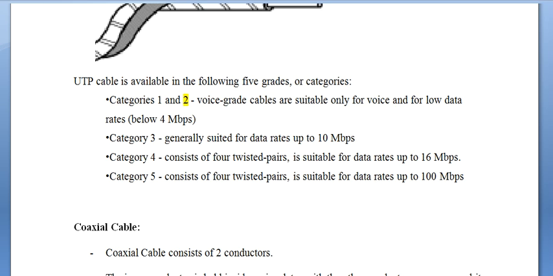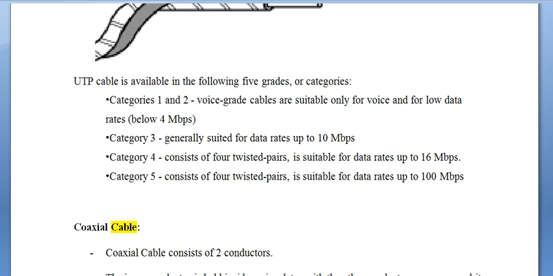Categories 1 and 2, voice grade cables, are suitable only for voice and for low data rates, below 4 Mbps. Category 3 is generally suited for data rates up to 10 Mbps. Category 4 consists of 4 twisted pairs and is suitable for data rates up to 16 Mbps. Category 5 consists of 4 twisted pairs and is suitable for data rates up to 100 Mbps.